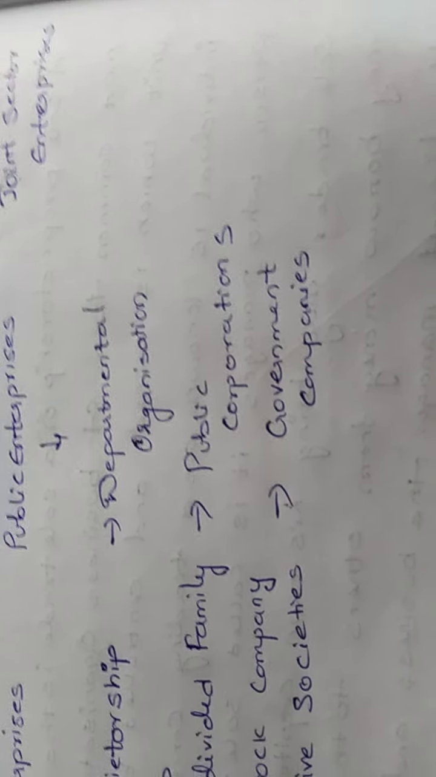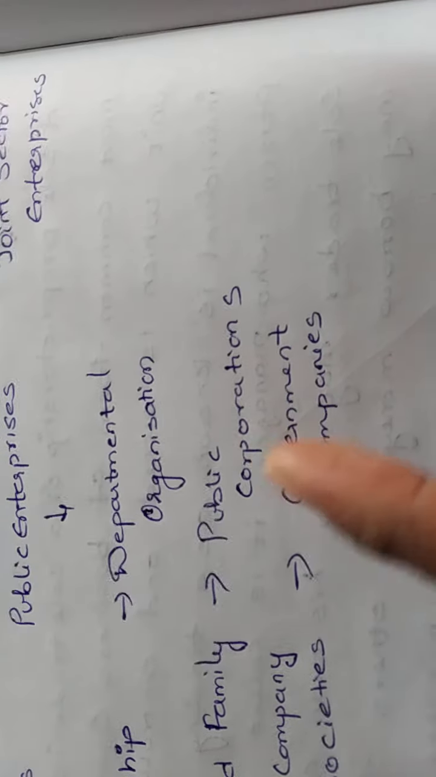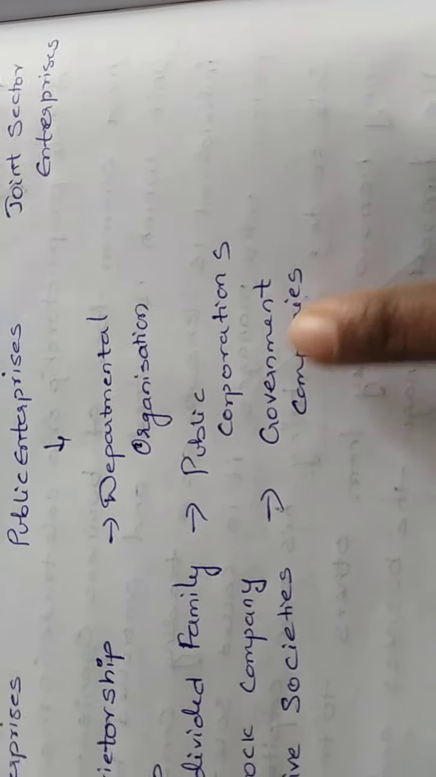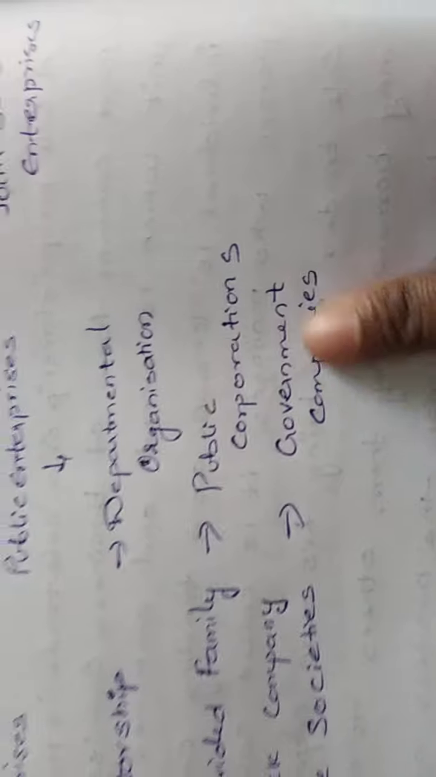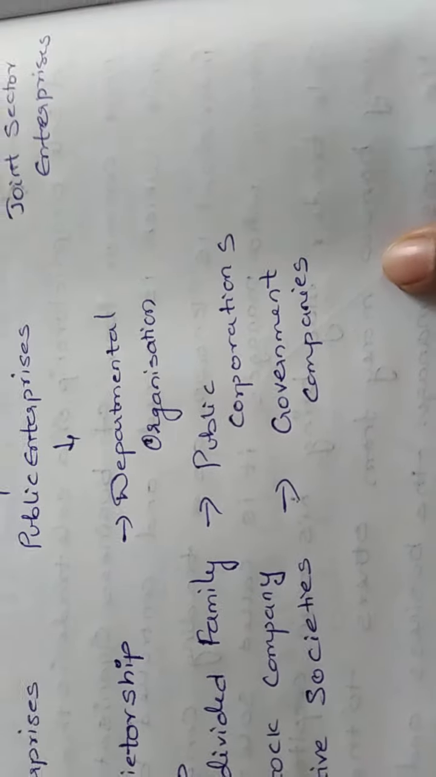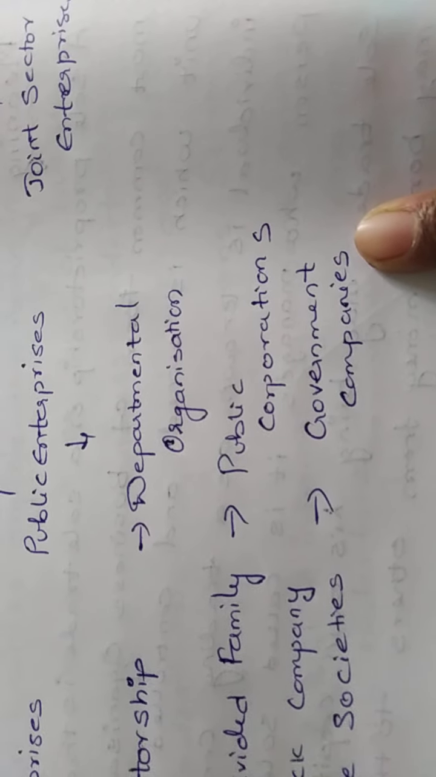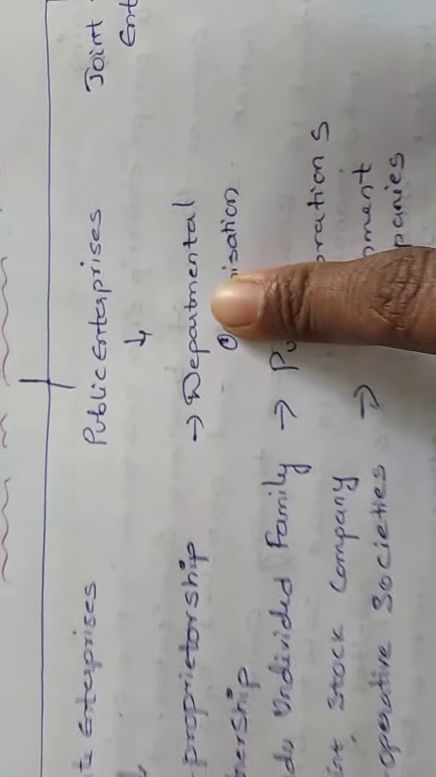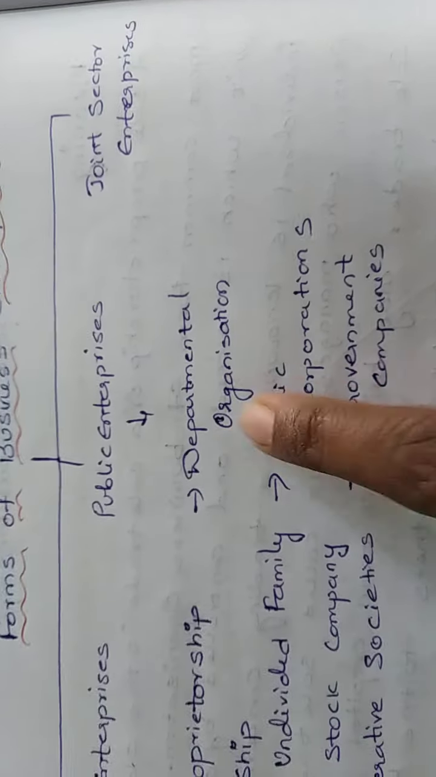Even in the government companies, in certain cases the government will control the business, and certain times the management will be in the hands of private companies also. Private involvement will be there. If the government thinks it should be in private hands, they can even give it. But mainly it will be in the hands of the government only. In the case of departmental organizations, there will be certain departments, and those departments will be controlled by the government.